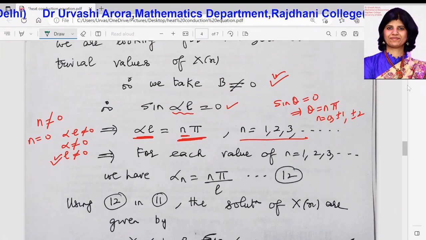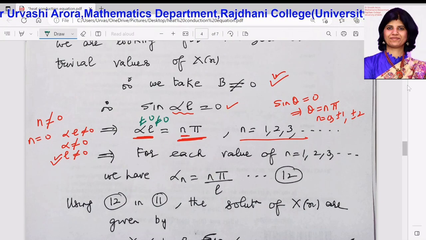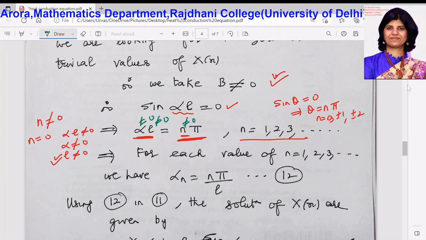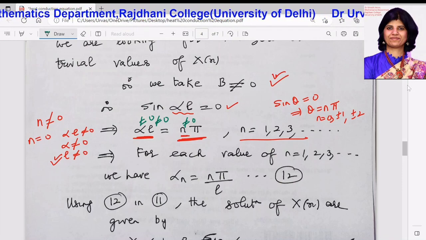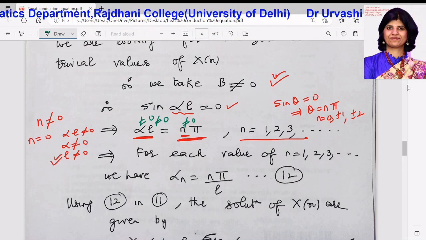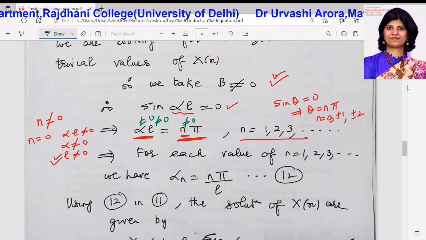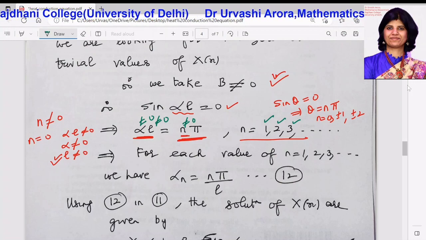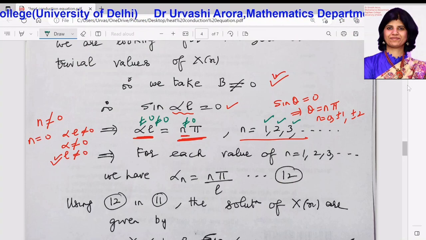So because alpha is non-zero and because L is non-zero, n cannot be taken as 0. So n is not equal to 0, because if you take n equal to 0, then the right hand side would be 0, which is not possible. Also, you can see that we are not taking the negative values of n. We are just taking n to be 1, 2, 3 and so on. We are not taking n to be minus 1, minus 2, minus 3 and so on. There is a reason for that, and we will come to that reason later on.